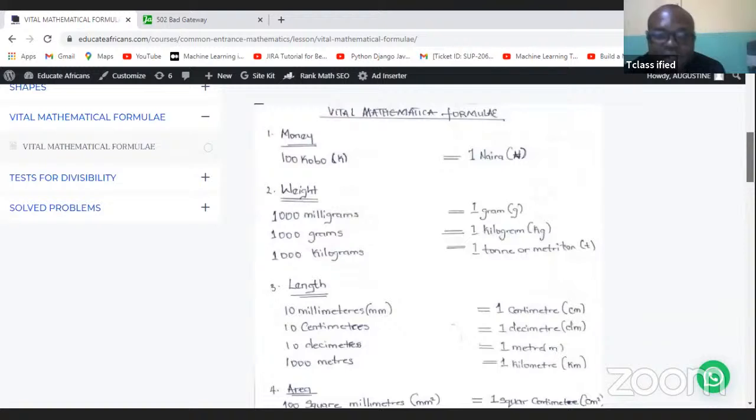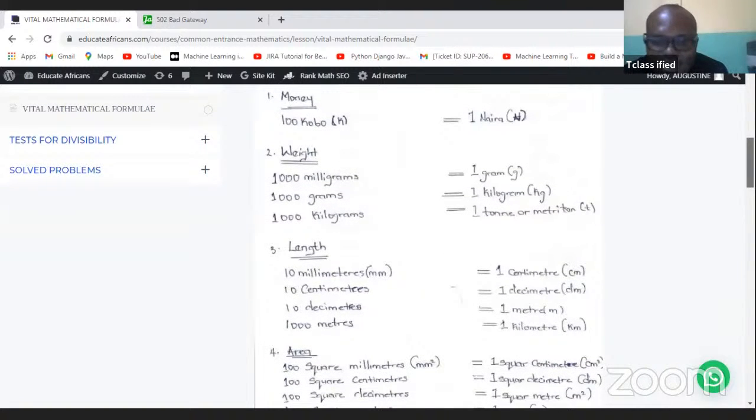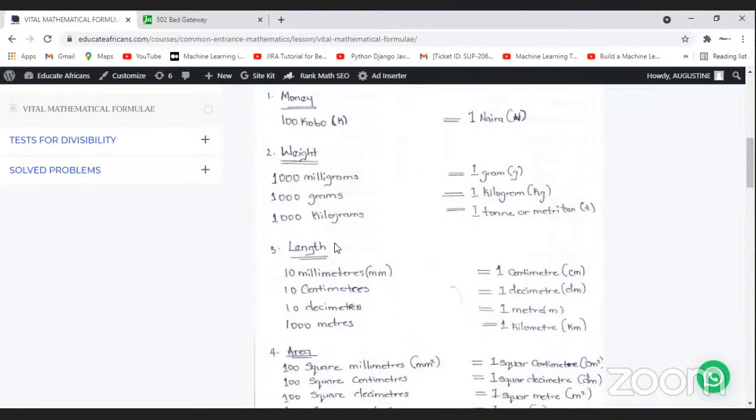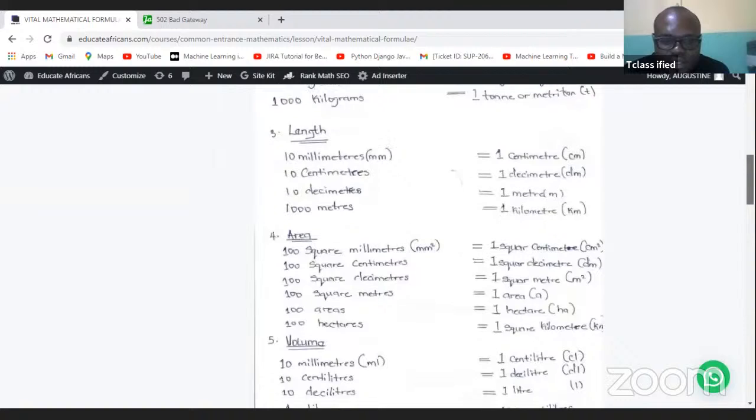So these first three, money, weight, and length, those are the ones I want you to get today. So the first assignment I'm going to give you is to write for me the various conversions for money, weight, and length. So write for me the various conversions for what? Money, weight, and length. Good. So you're going to do it exactly the way you did the other one. Then you submit to me.